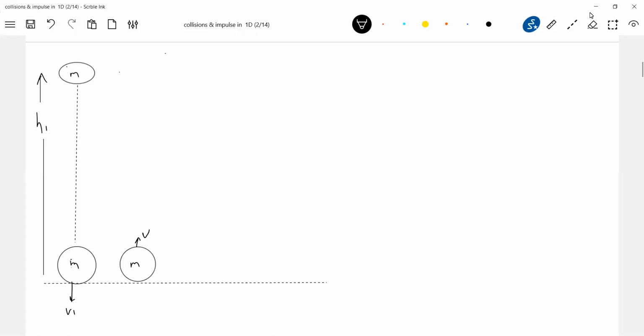So here let it be v1. Then after rebound, let v2 be the speed, and the block will rebound to a height h2. Let me give this information. Let h1 is equal to 20 meter and h2 equal to 10 meter.